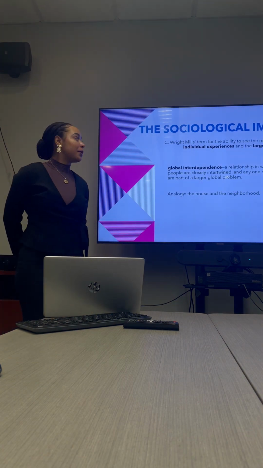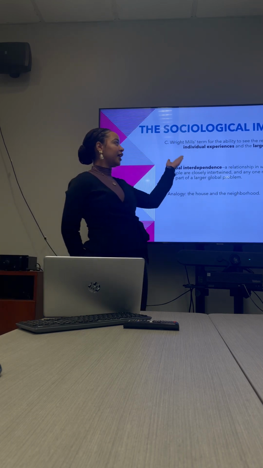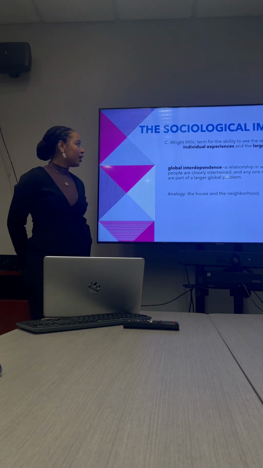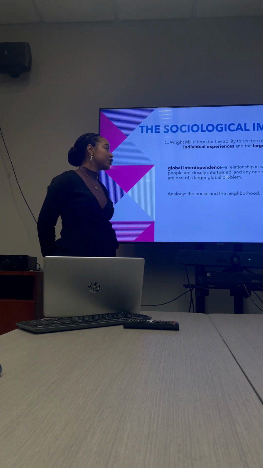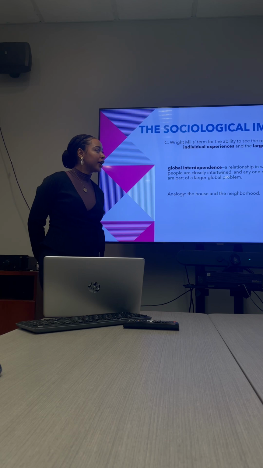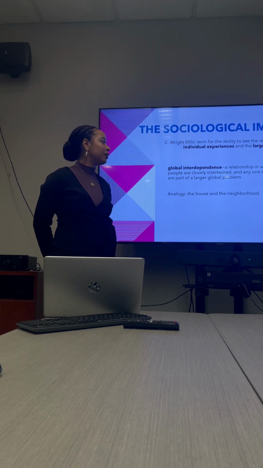The sociological imagination is C. Wright Mills' term for the ability to see the relationship between individual experiences and larger society. We should be doing so in a way that is global. Global interdependence is a relationship in which the lives of all people are closely intertwined, and any one nation's problems are part of a larger global problem.